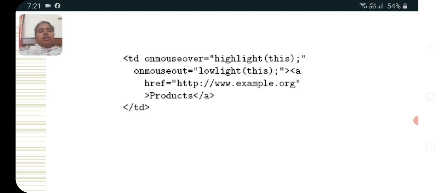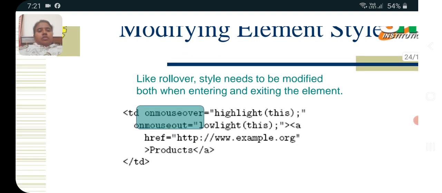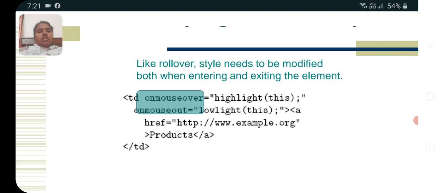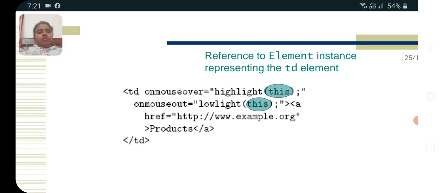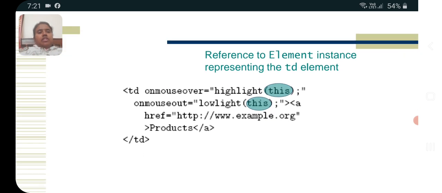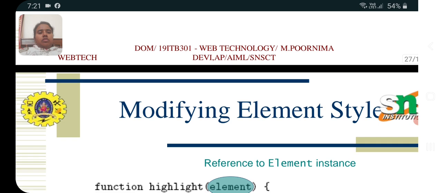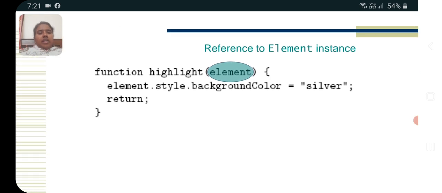From that, www.example.org just refers to that. Here the TD has onmouseover and onmouseout. A rollover style needs to be modified both when entering and exiting the element. Here this refers to the element instance representing the TD element. Here the element refers to an element instance only.